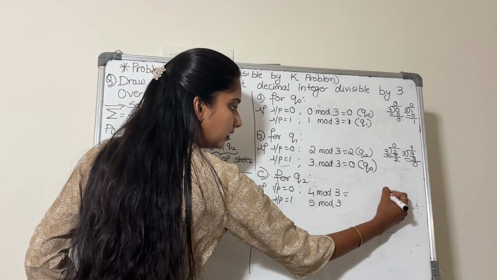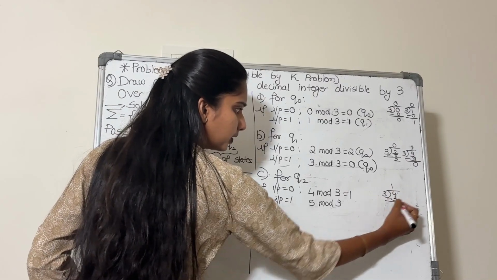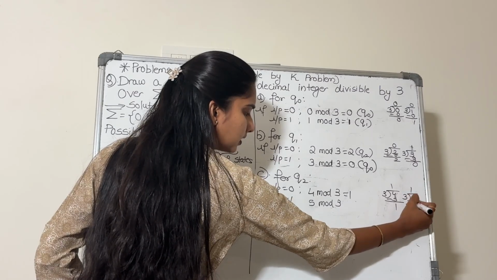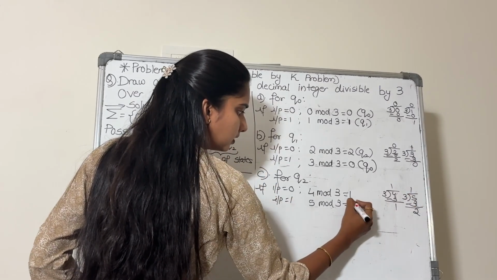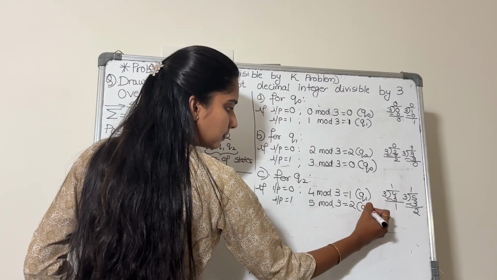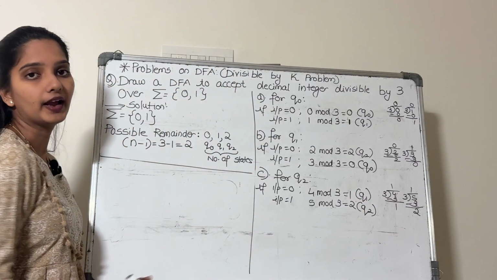Again, you're going to divide. So 3 ones are 3. The remainder is 1, so I'm getting 1 over here. Similarly, 3 ones are 3, so the remainder is 2. So I am getting the remainder as 2. So this is going to be my Q1 and this is going to be my Q2. Okay, so this is how we need to find the transition.